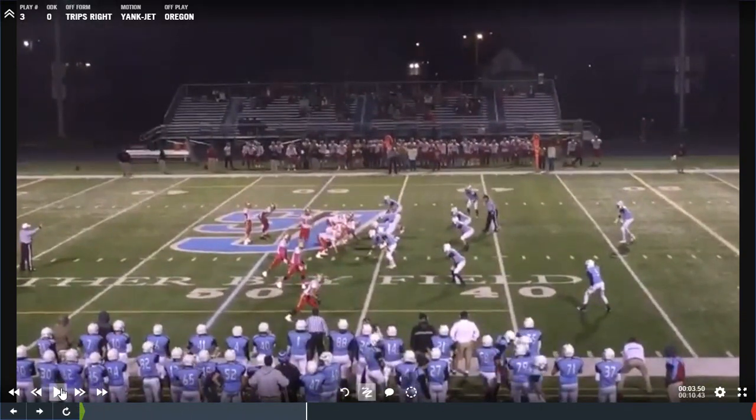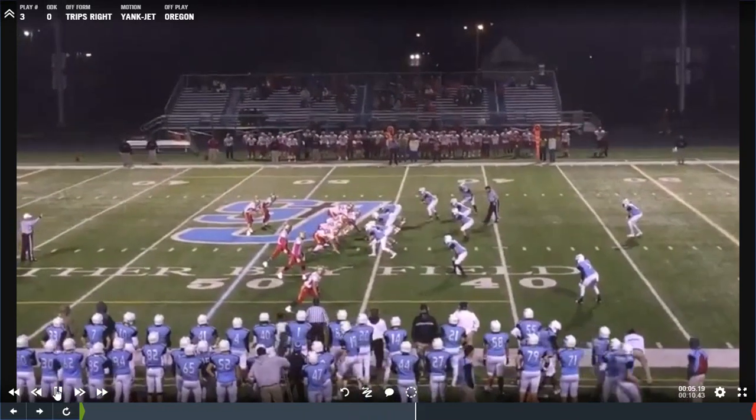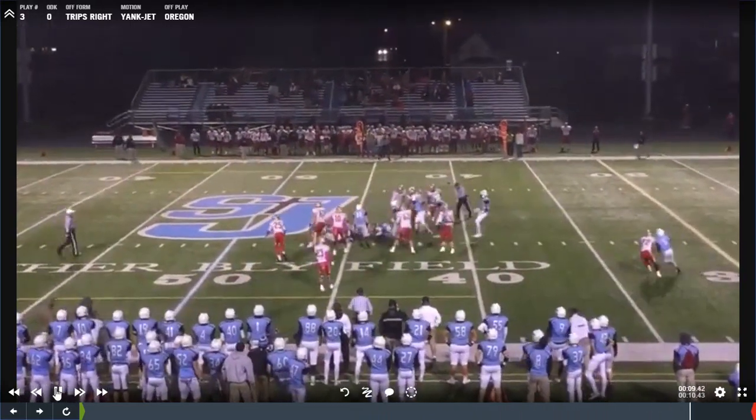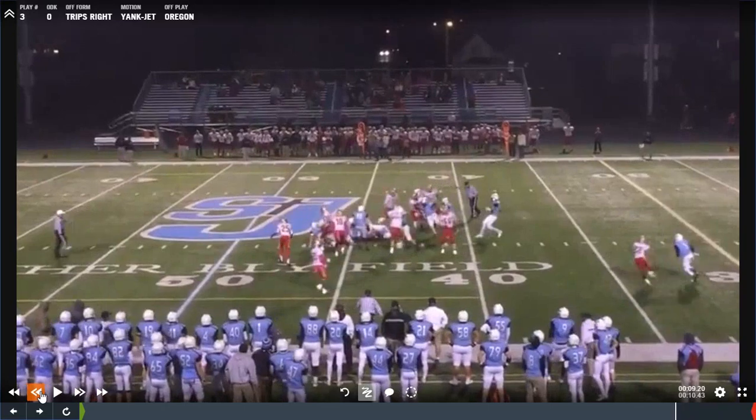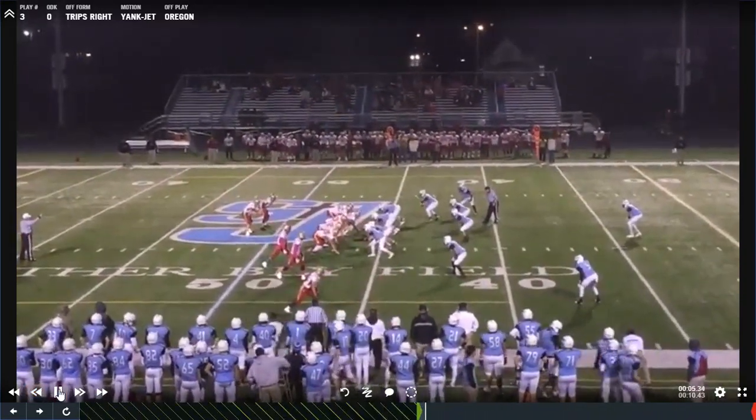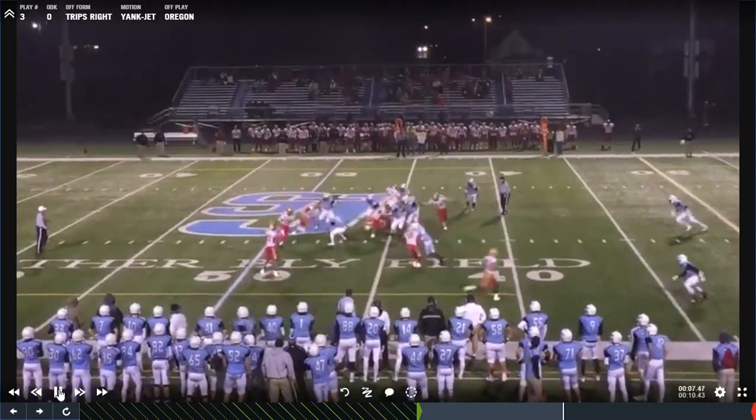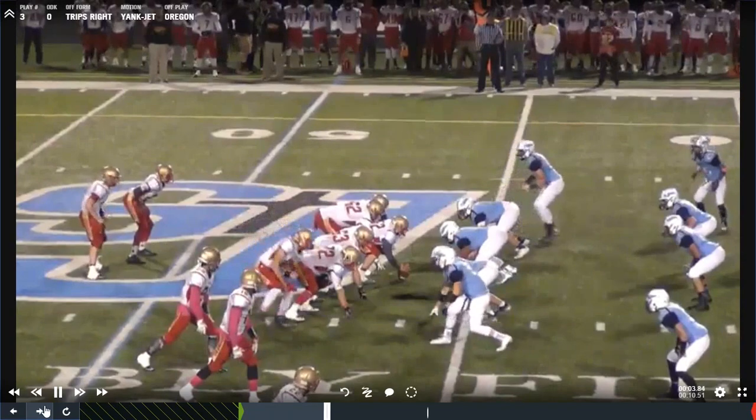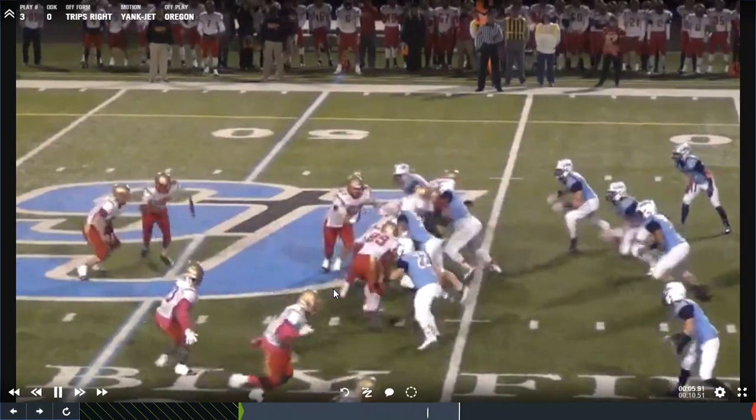Here is trips right. We're going to yank. We're going to jet and run power read to the right. There's the yank. Apparently there was no jet on that play. So yank. Covered up.